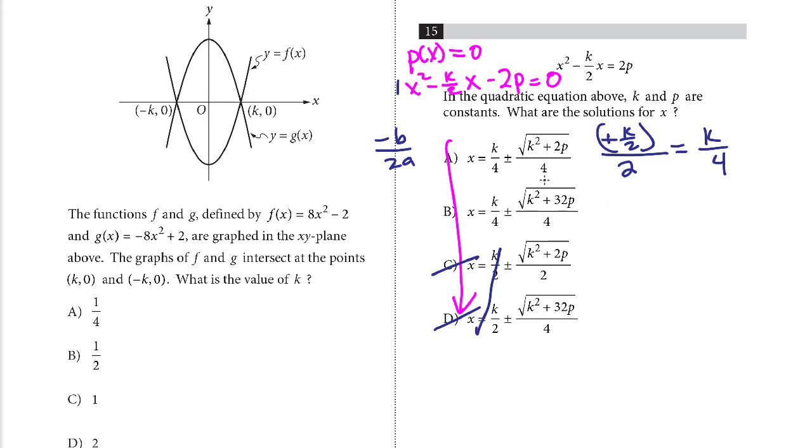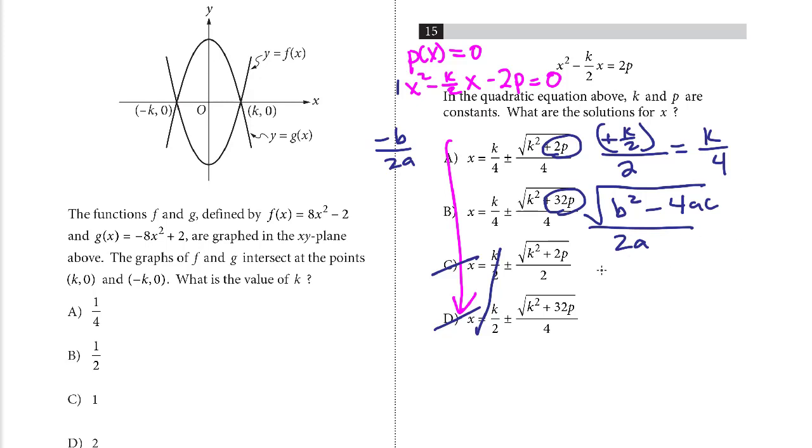Okay, so what we have to decide now, looking at the differences between a and b, is whether our other term is going to be plus 2p or plus 32p in the radical. So let's try and figure that out. Our radical is going to be the square root of b squared minus 4ac, and if we want the whole second term, it's divided by 2a again. So what does that work out to?